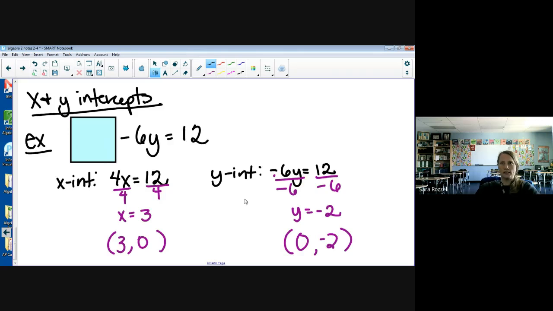Do you want to see how easy this is to graph? The x-intercept is 3. So we just put a point on the x-axis at 3. The y-intercept was -2. We put a point on -2, and we connect them. That's all.